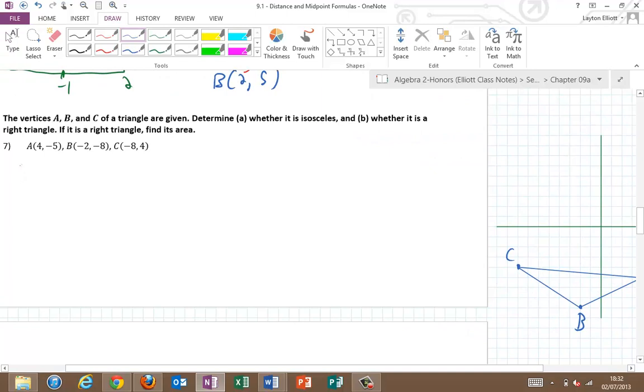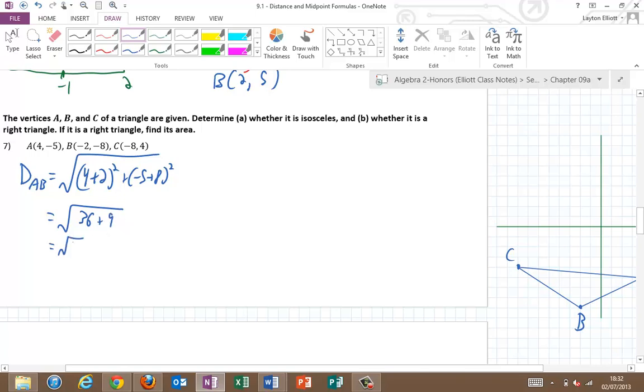So let's do the distance between AB, which is the square root of 4 minus the negative 2 squared plus negative 5 minus the negative 8 squared. And that gives me the square root of 36 plus 9, which is the square root of 45, which simplifies to 3 radical 5.